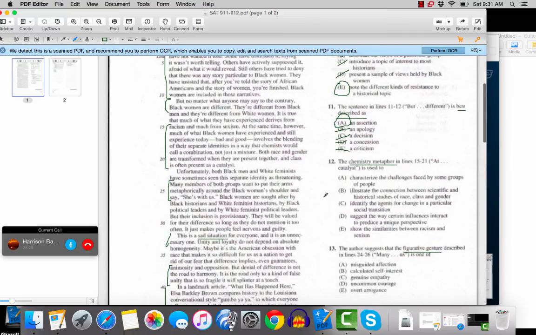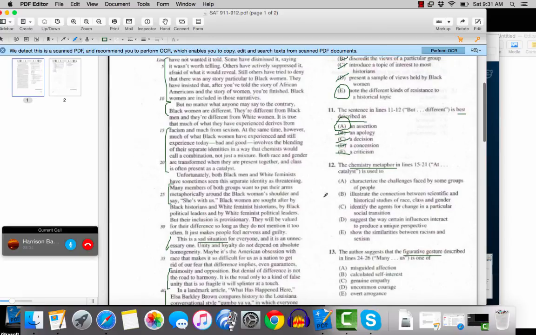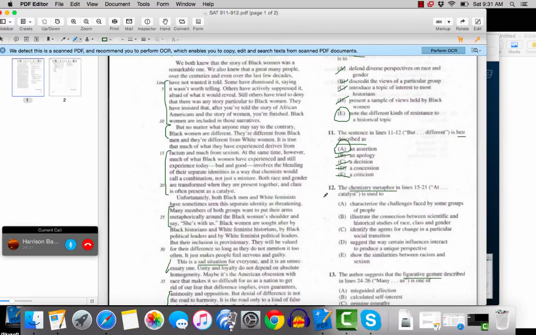Number 12. This goes a lot faster usually when I'm not talking through it, but we're taking our time now. So the chemistry metaphor in lines 15 to 21 is used to... How would you turn this into a question in your own words? What is the chemistry metaphor in lines 15 through 21 used for? Used for. Good, that's key. What type of question is this? It's not just a straight comprehension question. You have to analyze. You have to figure out what the chemistry metaphor is first, and then figure out what it's used for. Exactly. And what it's used for means that this is a purpose question.